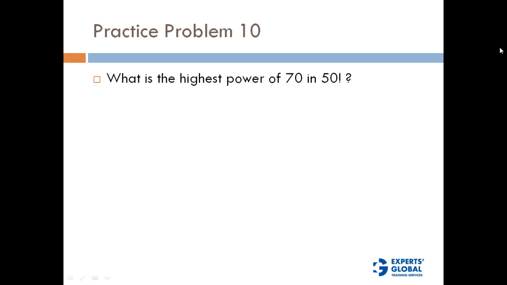What is the highest power of 70 in 50 factorial? Okay, I'll tell you two methods of doing this. First, the very fundamental method. Let's consider 50 factorial. So we are going to have 1, 2, 3, 4, 5 like this till 48, 49, 50, right? Let's do the prime factorization of all these numbers.